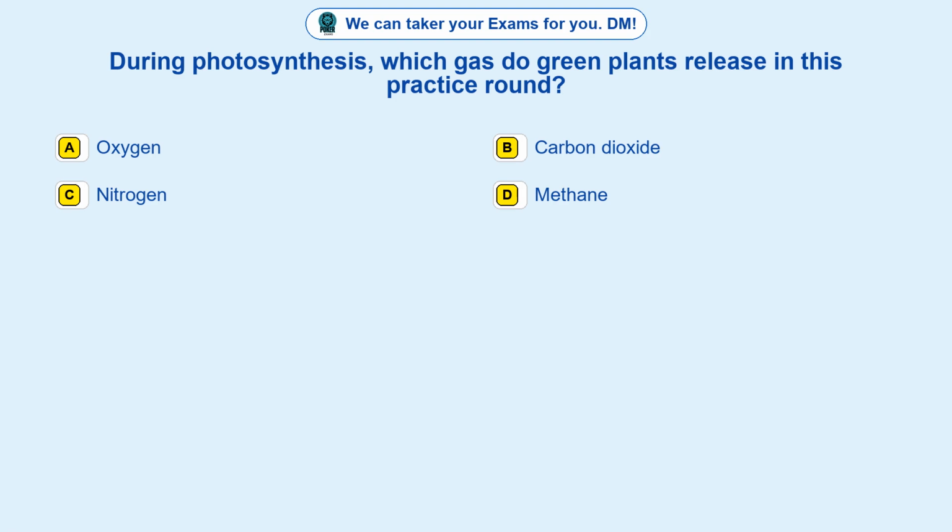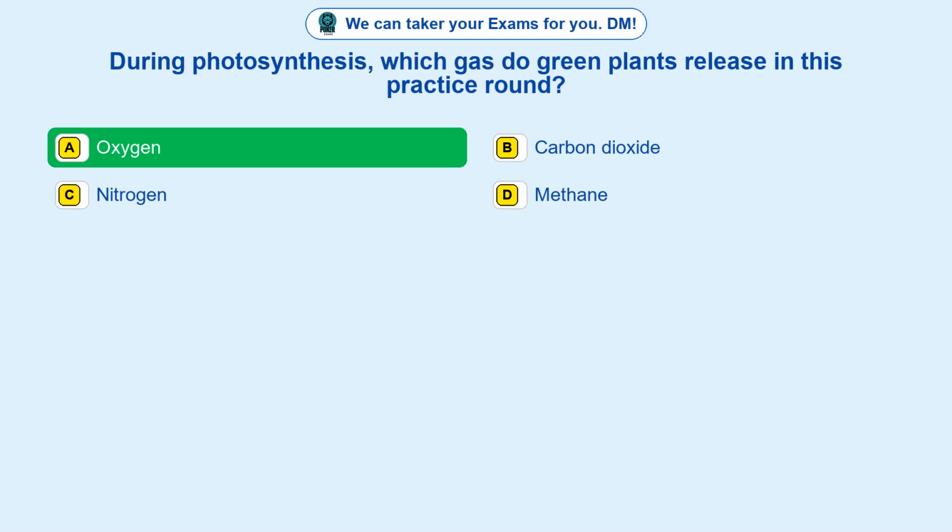Question 1. During photosynthesis, which gas do green plants release in this practice round? Option A, oxygen. Option B, carbon dioxide. Option C, nitrogen. Option D, methane. The correct answer is option A. Oxygen.